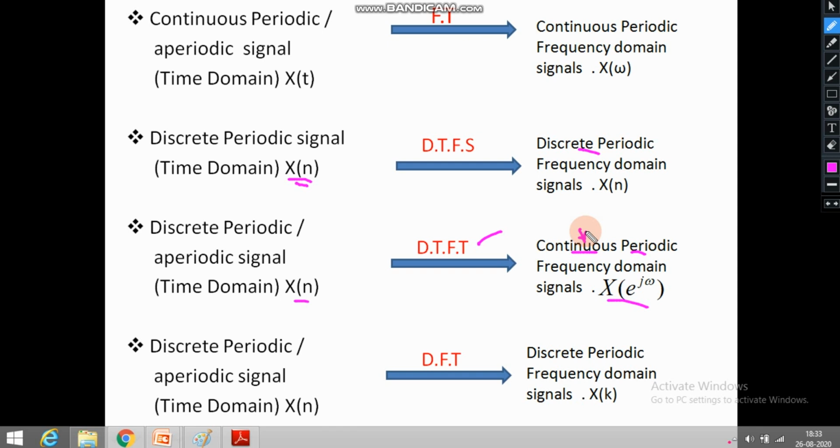Because of this drawback, we are moving to the discrete Fourier transform, which is under consideration in our module. This discrete Fourier transform will convert the discrete periodic as well as aperiodic signal in the time domain to a discrete periodic frequency domain signal. So here the discrete periodic as well as aperiodic signal is directly converted to a discrete periodic frequency domain signal.